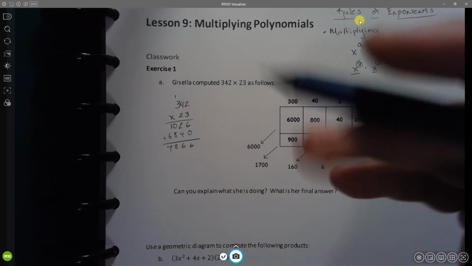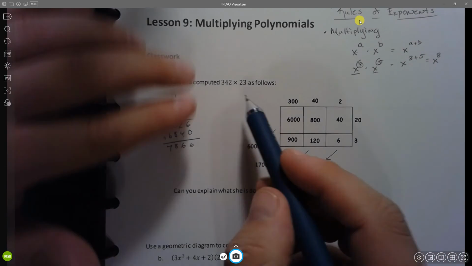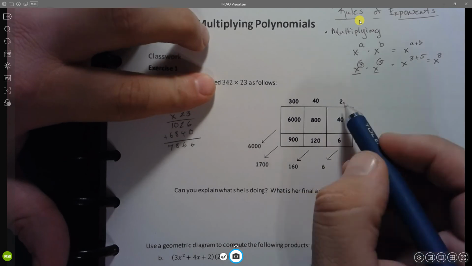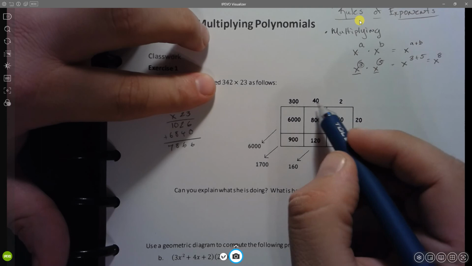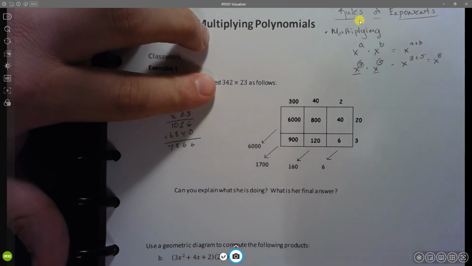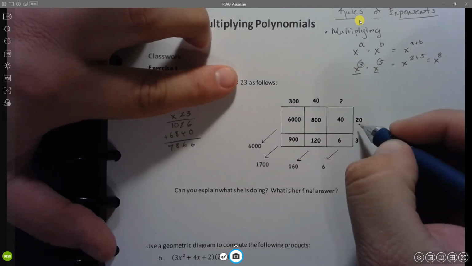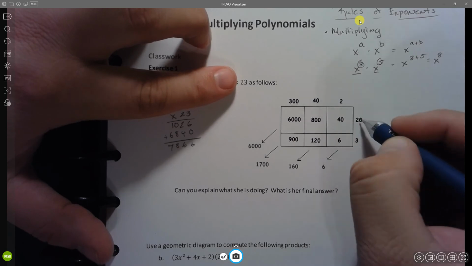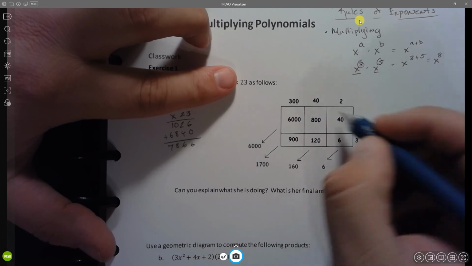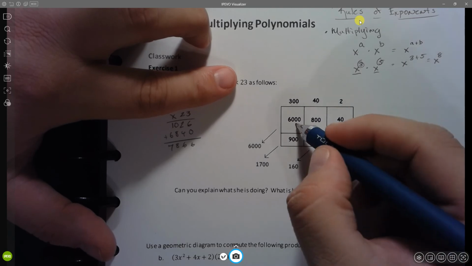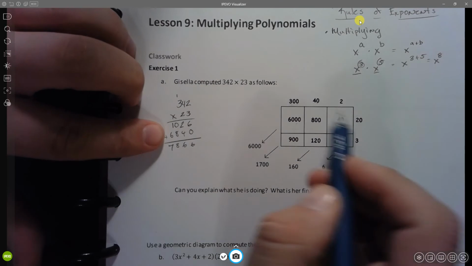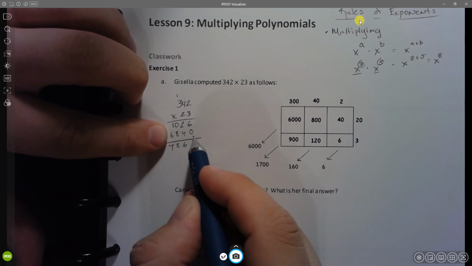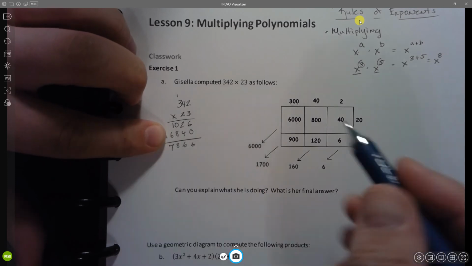It's the table method. They take 342 and divide it into 3 hundreds, 4 tens, and 2 ones. Then they take 23 and put it on the side, 2 tens, 3 ones. 20 times 2 is 40, 20 times 40 is 800, 20 times 300 is 6,000. Then they move to the 3's.